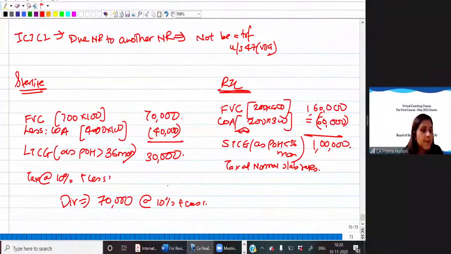Yes, Dhanush. Perfect, Ambika. Is it clear? Okay, let's solve one more sum.